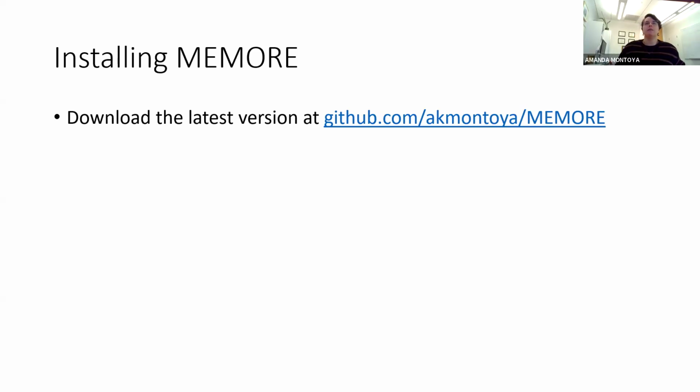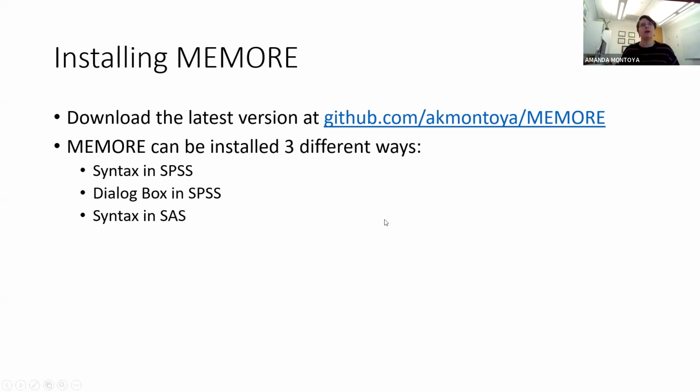So I've switched to using GitHub. There are 3 different ways to use memory: the syntax version in SPSS, the dialog box version in SPSS, and the syntax version in SAS. The documentation has specific instructions for how to install each of these. Basically, for the syntax in SPSS or SAS, you open the memory file and run it in its entirety, and that teaches SPSS or SAS what to do when you use a memory command.